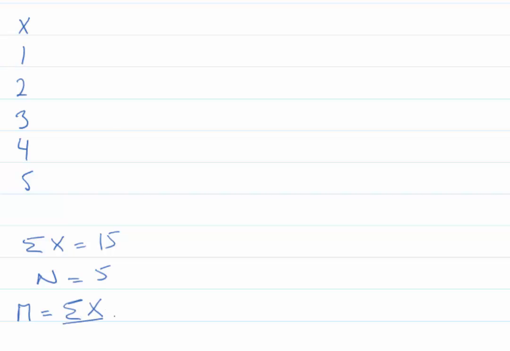Recall what I mean by deviation from the mean. Remember our small data set from 1 to 5? We first calculated the mean, and as you recall, the formula for the mean requires us to sum the values of x, which equals 15, and the number of observations is 5. Then, of course, the formula for the mean is the sum of x over n, which is 15 over 5, and that equals 3.